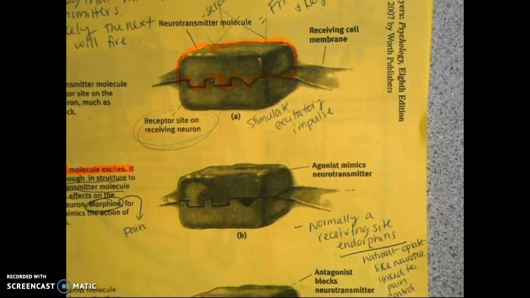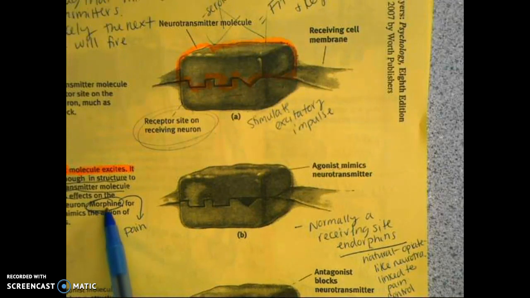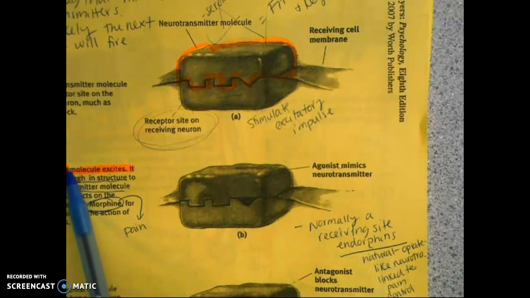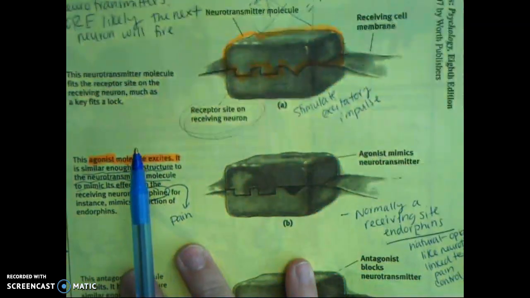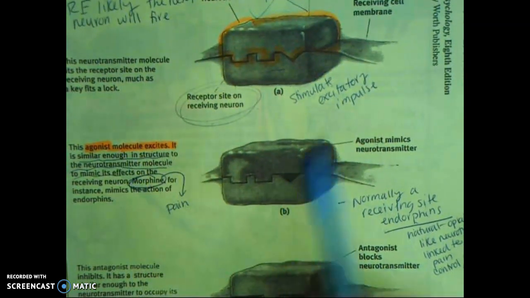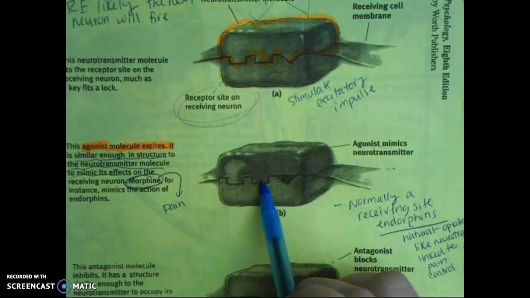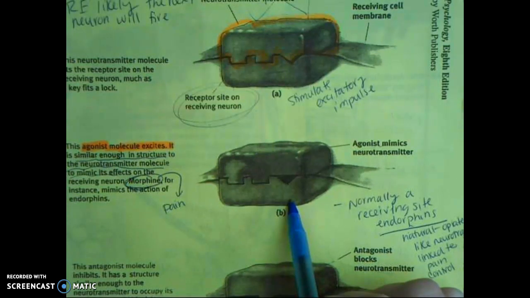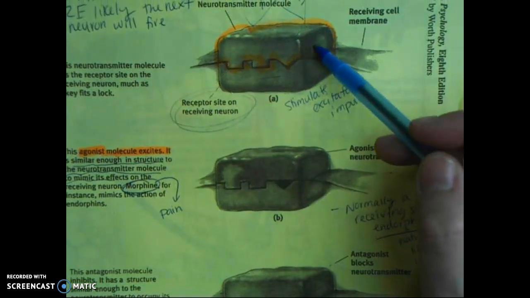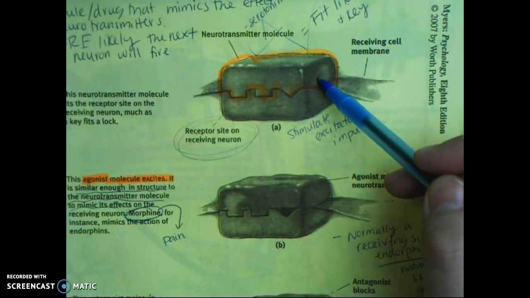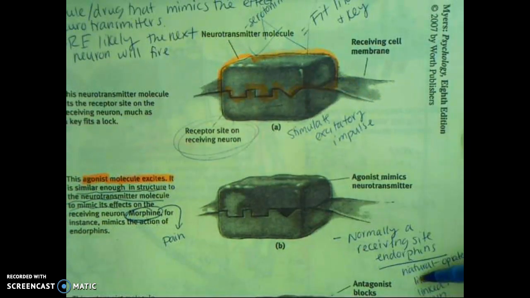It's naturally producing itself. Now, when you have surgery, endorphins are typically not going to get you through that. So you might want to take something for pain control. So morphine would act as an agonist. It's a drug that you take, right? And it is similar enough in structure that it tricks the receiving neuron into thinking it actually is endorphins.